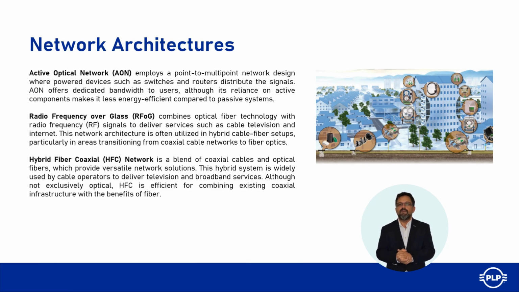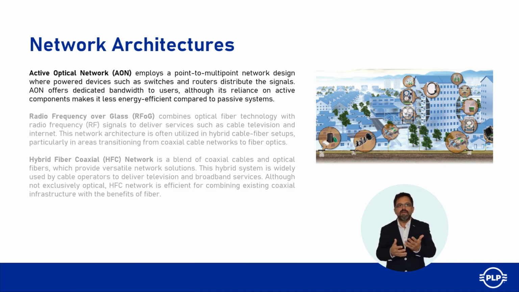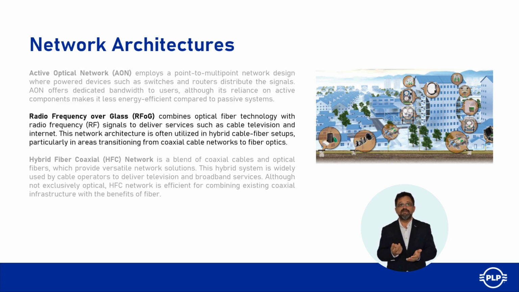And as we continue, here are a few more types of optical and hybrid network architectures worth highlighting. Another type is active optical network. This is an active point-to-multipoint network where powered equipment, such as switches and routers, is used to distribute signals. It offers dedicated bandwidth to each user, but the need for active components makes it less energy efficient compared to passive systems.